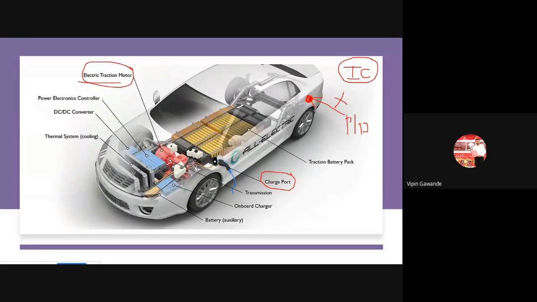So what is the function of this charge port then? This is used for charging the vehicle. Now charging means what? In a mobile, what are we doing? We are storing the energy in the battery, and then after storing the energy in the battery, we use that for operating our mobile, our smartphone. A similar type of condition is here.